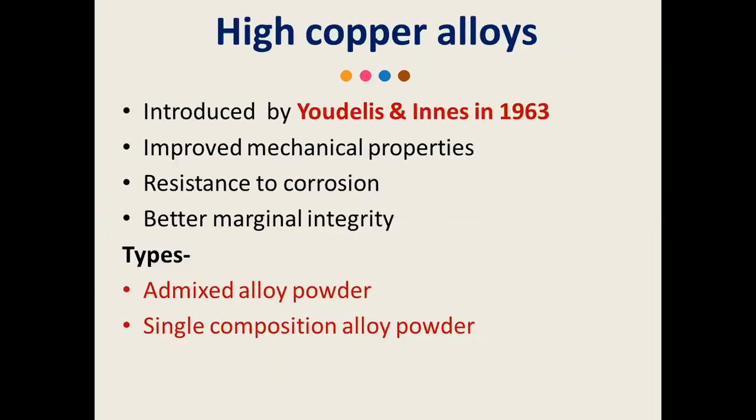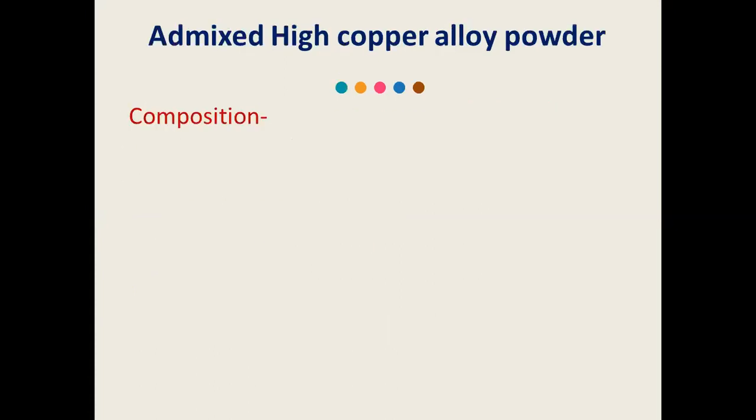Now coming to the high copper alloys. The high copper alloys were introduced by two scientists, Innes and Youdelis, in 1963, and they are very important because of their improved mechanical properties, resistance to corrosion, and better marginal integrity. Now there are two types of high copper alloys. One is admixed alloy and the second is single composition alloy or unicomposition alloy. Let us see admixed alloy first.